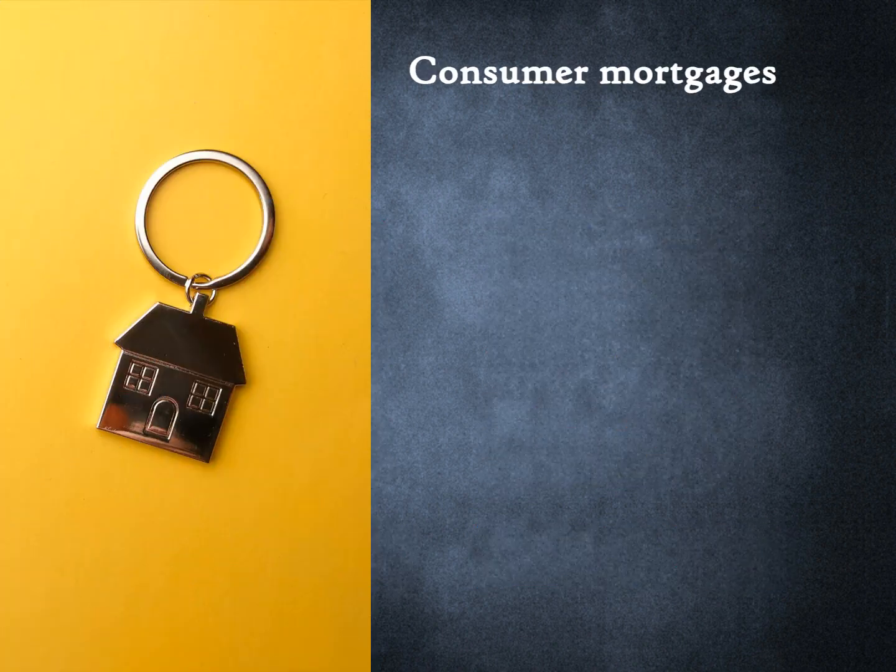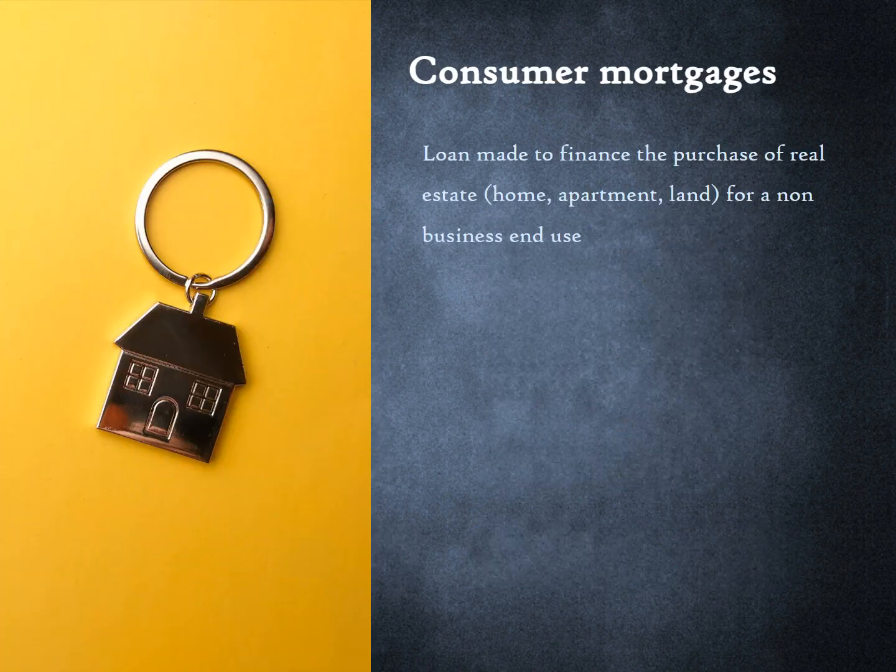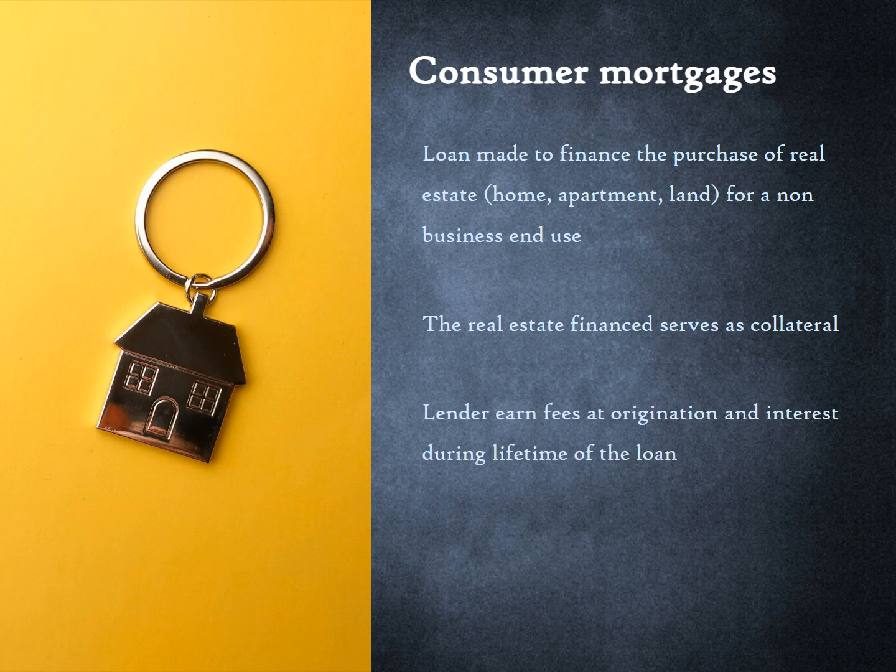A consumer mortgage is a loan made to finance the purchase of real estate for a non-business end use. This includes properties where the owner lives as well as properties that are rented out. The real estate serves as collateral, which means that the lender can possess the property in case of non-payment and sell it to recover its loan. The lender earns fees at origination and interest during the period it holds the loan. The two key terms that matter to the borrower are the duration and interest rate.